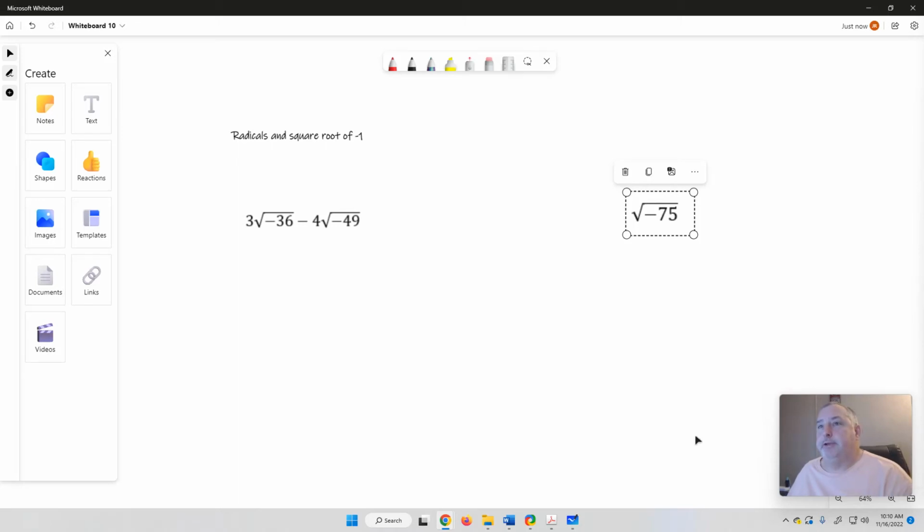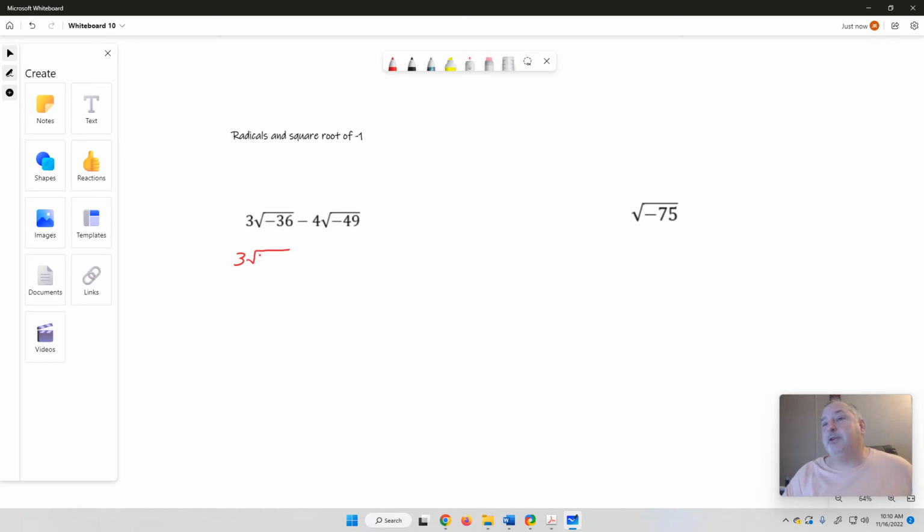We're going to look at how to do some radicals with the square root of -1. So here we have a couple of examples like you'd see in your lesson. First one, basically what we have here is just the square root of -36. Remember, in this course, you now can take the square root of negative values.